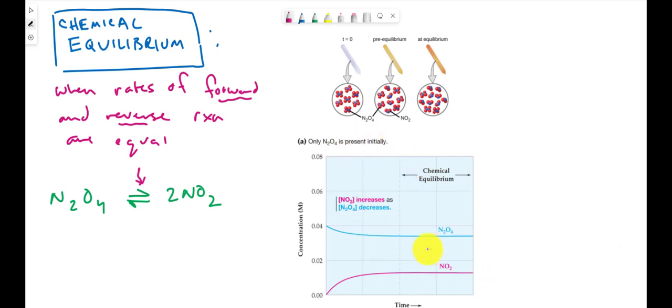What does that look like graphically? Well, this is a nice representation to illustrate what chemical equilibrium really looks like, and it points to what's happening in the schematic up here. So in this example, we have only N2O4 present initially, so only the reactant in the reaction as it's written, and we have the concentration noted here and time. And so you have two colored traces, one for NO2, which is pink, and one for N2O4, which is blue.